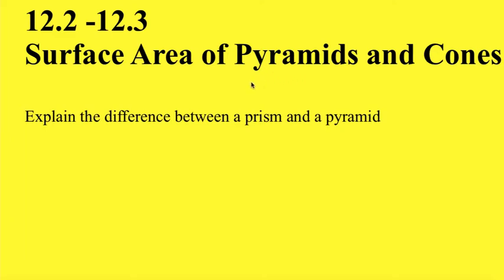Hi everyone, so today I'm just going to be introducing pyramids and cones, and then in class tomorrow we're going to talk more about their surface area. But we've been working with prisms and cylinders, and I wanted to know if you know what the difference between a prism and a cylinder and a pyramid and a cone is. How are they different?